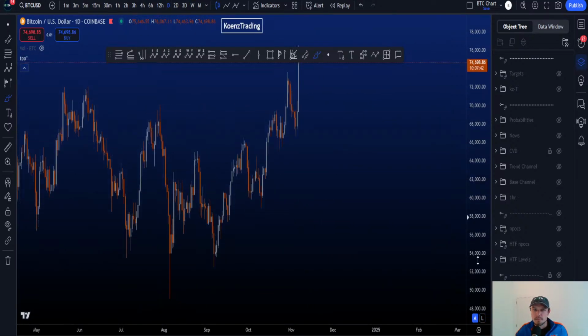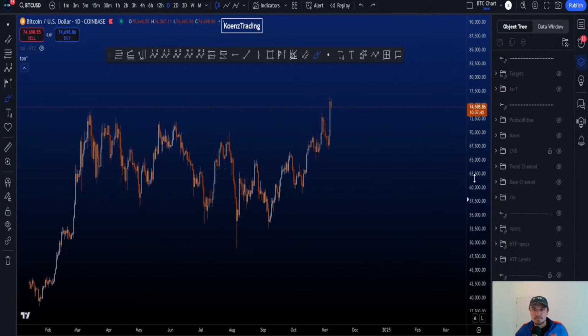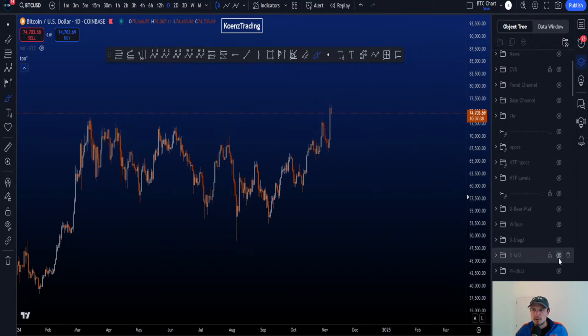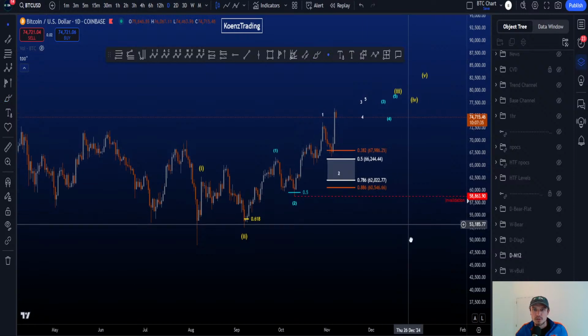Daily time frame. The most bullish scenario remains the multi 1-2 here.